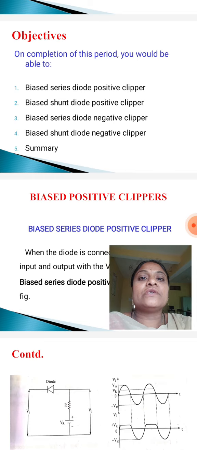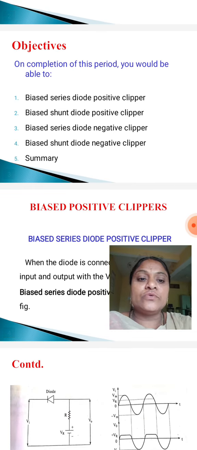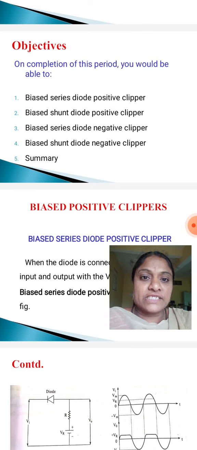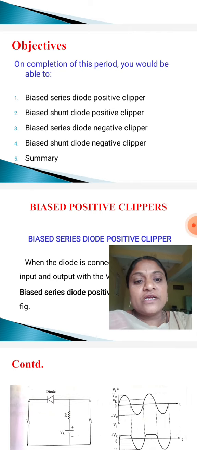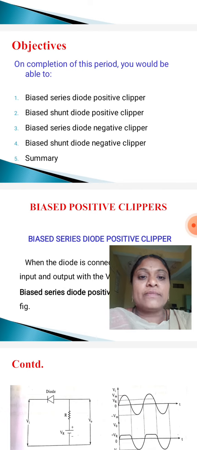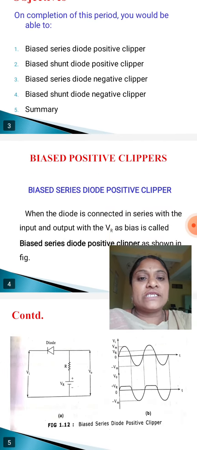Okay, so observe this. Biased positive clippers are divided into two categories: biased series diode positive clipper and biased shunt diode positive clipper. Similarly, biased negative clippers are also divided into two categories: biased series diode negative clipper and biased shunt diode negative clipper. Okay, one by one discussing now.